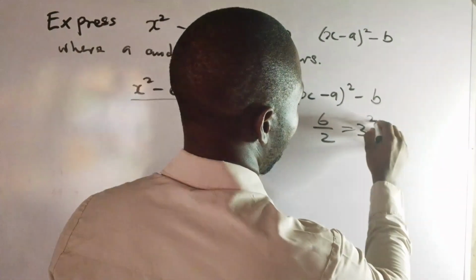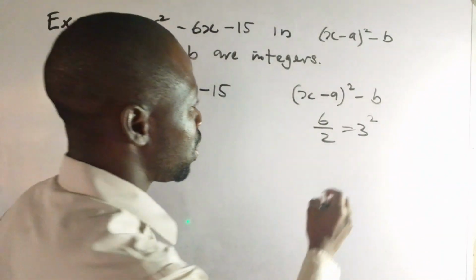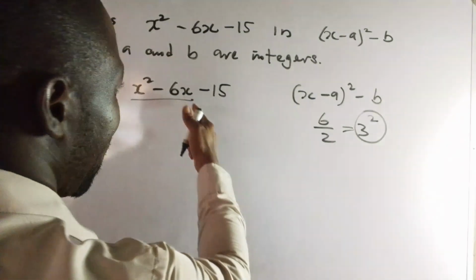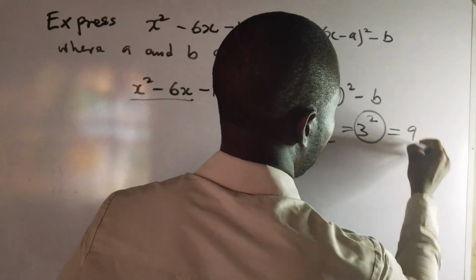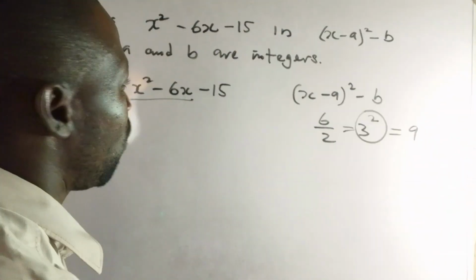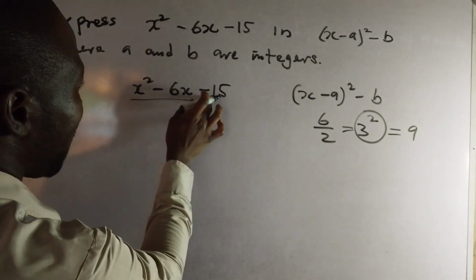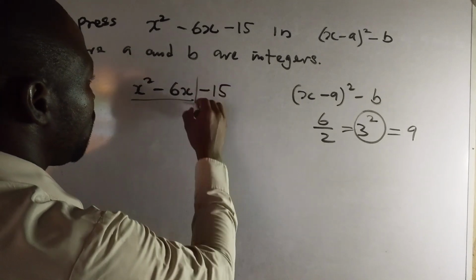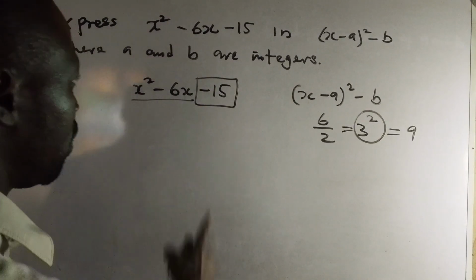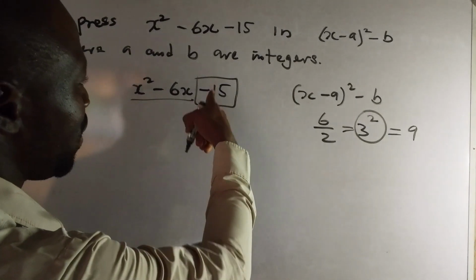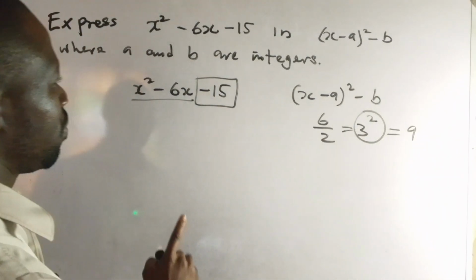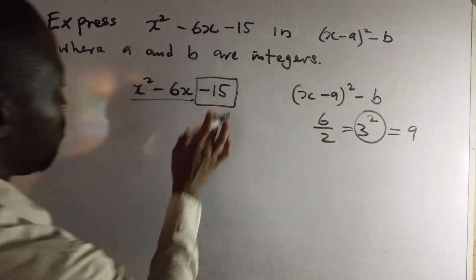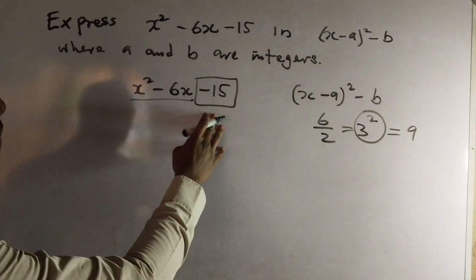That's giving us 3 squared, and add to both. If it's an equation, we're adding to both sides, but since it's an expression, we're going to add it here. When you square it, it's giving us 9. All right, so we're going to add 9 to this expression. If we add 9, we'll find a way to make this 15 still remain 15. If we're going to add 9 and still maintain 15, it's going to be what? Minus 9.